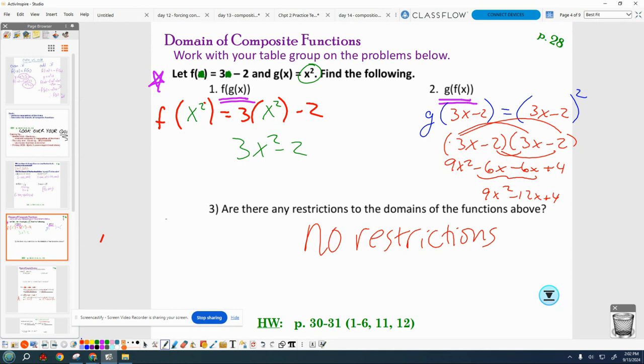Yes, West? The second one, why is it 9x squared? Okay. 3x minus 2 times 3x minus 2. When I do the first term times the first term, what is 3x times 3x? 9x squared. X times x is x squared, right? Oh, yeah. Good? Yeah, I forgot. All right.